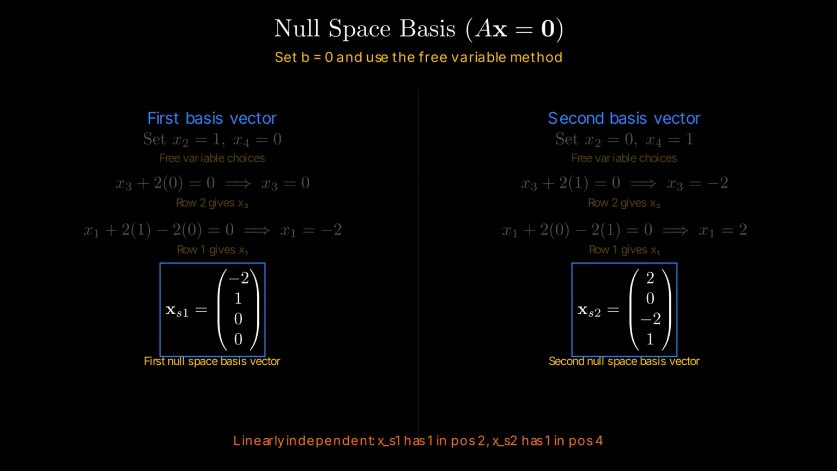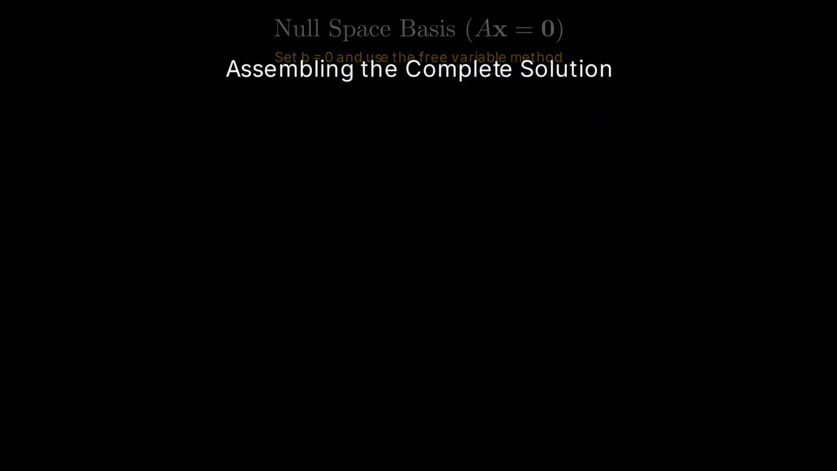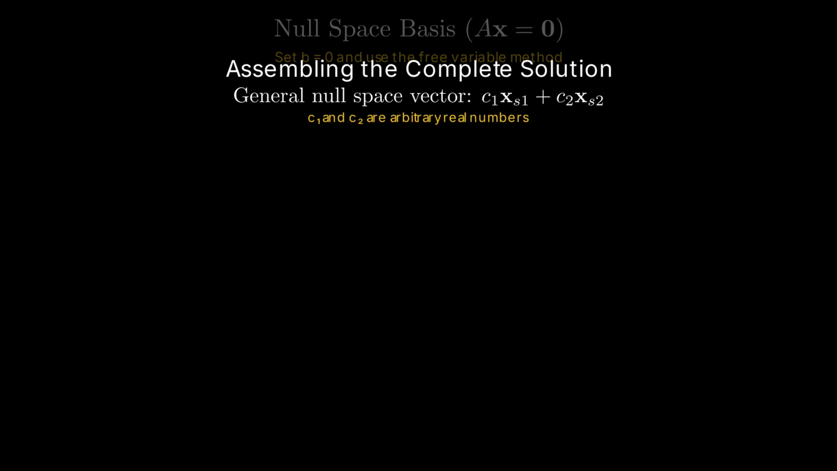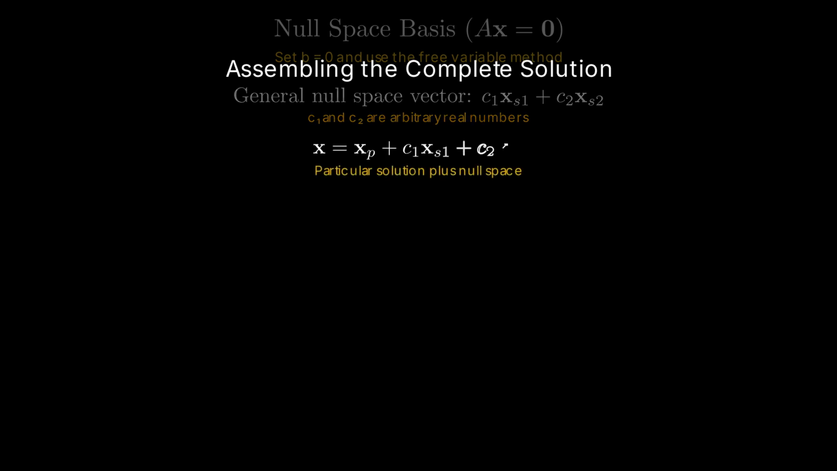Notice that these two vectors are linearly independent. You can see this because xs1 has a 1 in the second position and 0 in the fourth, while xs2 has 0 in the second position and 1 in the fourth. The general null space vector is c1 times xs1 plus c2 times xs2. Now we can assemble the complete solution.